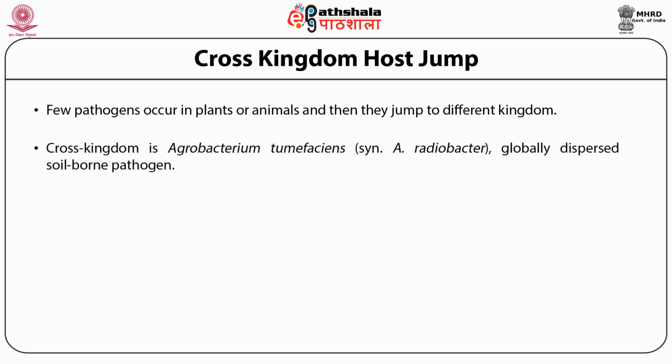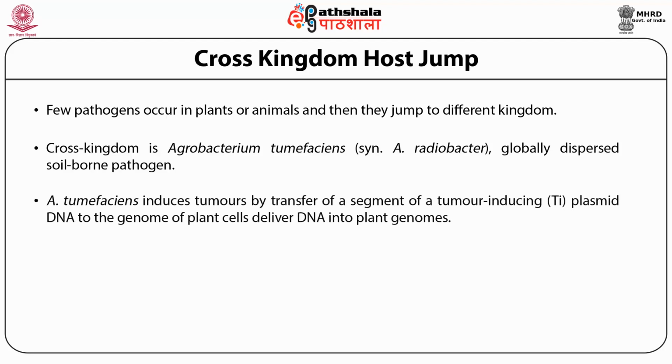Cross kingdom: Agrobacterium tumefaciens is a globally dispersed soil-borne pathogen. It was initially characterized in plants and induces tumor formation. This pathogen induces tumors by transfer of a segment of a tumor-inducing plasmid DNA to the genome of plant cells, delivering DNA into the plant genome. This is one kind of pathogen which can induce tumors in plants.